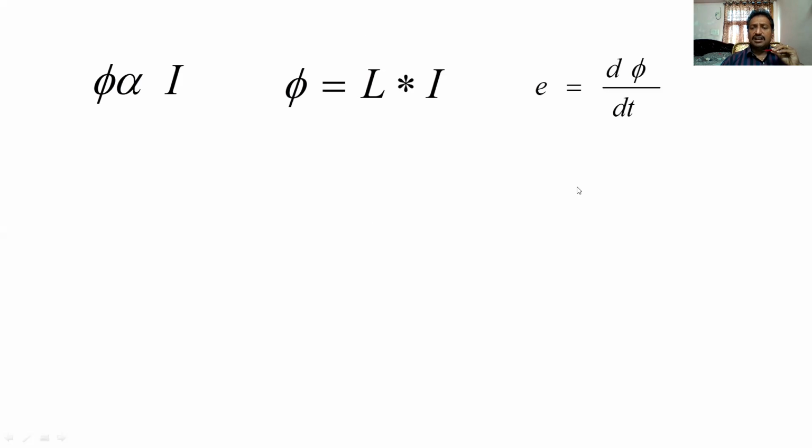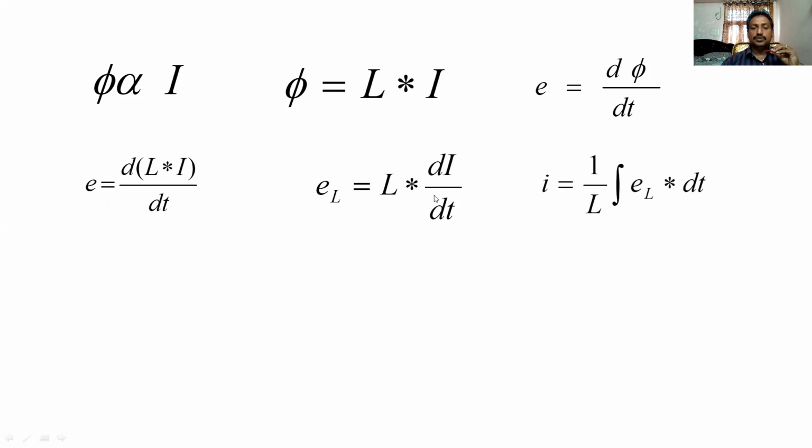Here, you already know Faraday's law. As per Faraday's first law, whenever a conductor cuts the magnetic flux, an induced EMF is developed in the conductor. The second law says the induced EMF is directly proportional to the rate of change of flux linkages. As per Faraday's second law, E is equal to d phi by dt. Substituting phi, d of L into I. Since L is constant, the formula is voltage across the inductor, EL, is equal to L into di by dt. Therefore, I is equal to 1 by L integral of EL into dt.